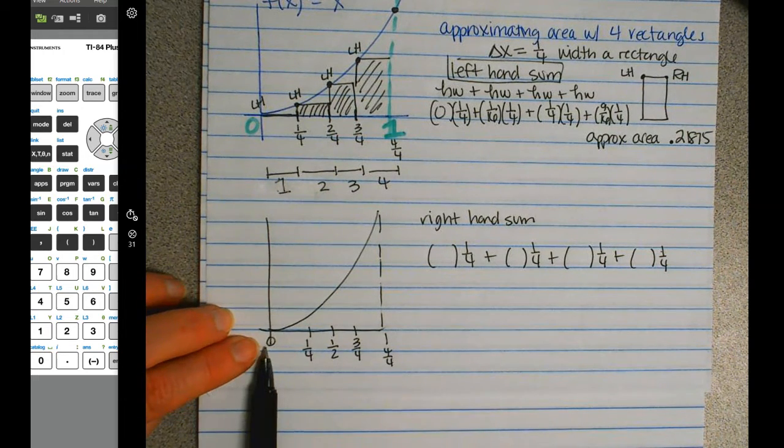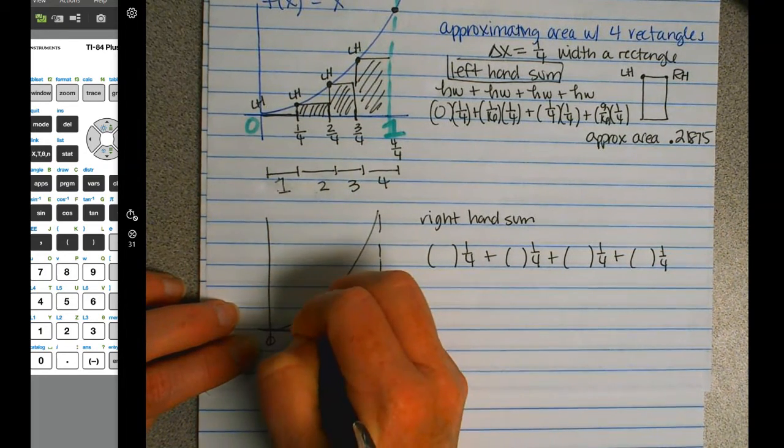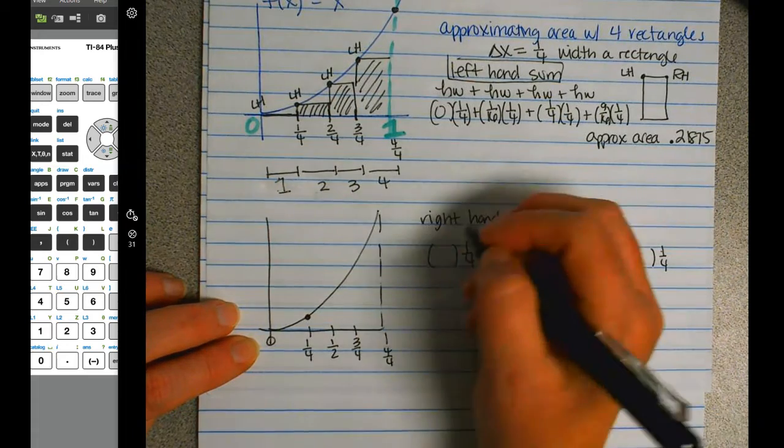So I don't start with 0. The very first one I start with a 4th. Or sometimes people like to think of it backwards. They actually start on the right and they start with this one. Which would you rather do? Start with a 4th or 4/4? The 4th. Okay, so I'm going to start on this side. This will be my right-hand one. And I'm going to plug in 1/4 squared or 1/16.